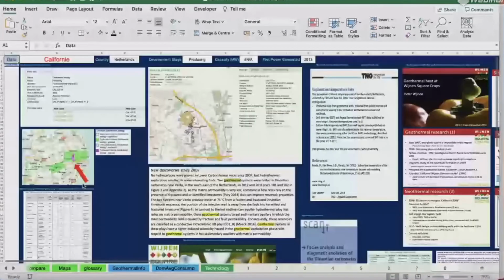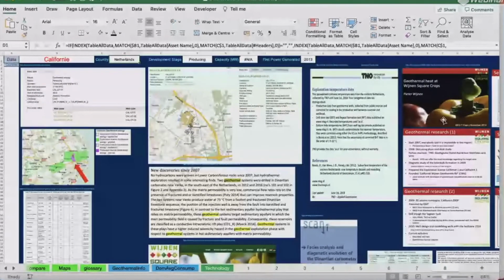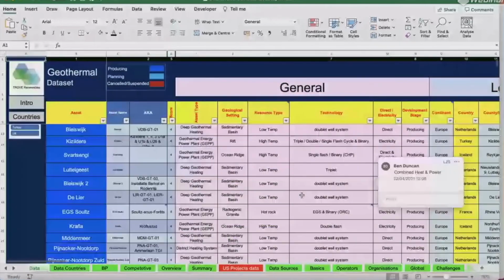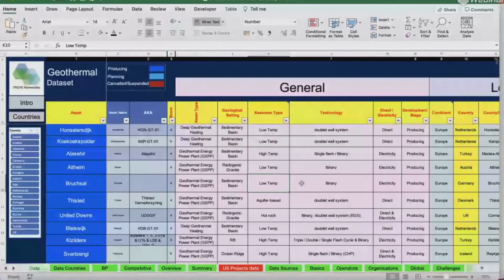And yeah, just for any of these plants, that is what you get. This is a Netherlands one, and we can see a pepper here. So this is direct heat used for greenhouses. And we believe that TROVE is the most comprehensive geothermal database out there.